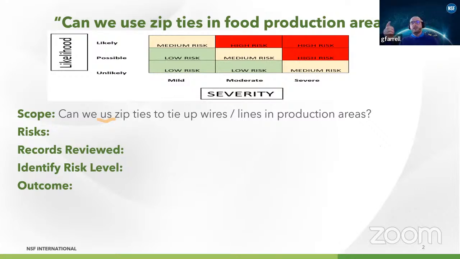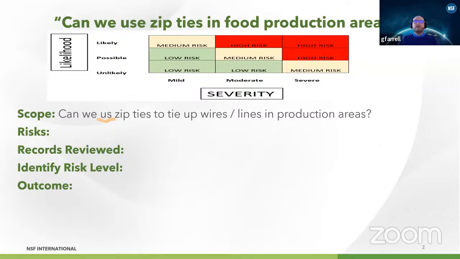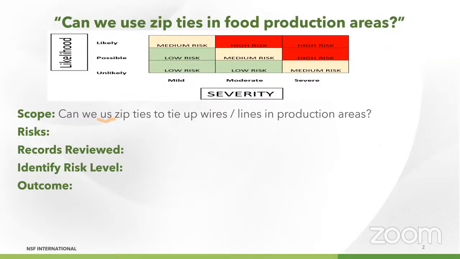And then from a likelihood perspective, if you're physically seeing this in your facility, then you're looking at high, right? Yes. So now we've established it as high risk. We're going to take a step back and look at outcomes. So this is the part where if it's low risk, we're going to use the zip ties in production, right? If it's medium risk, what would we do? What would you do for medium risk?